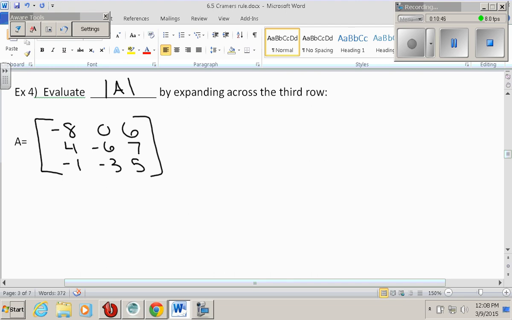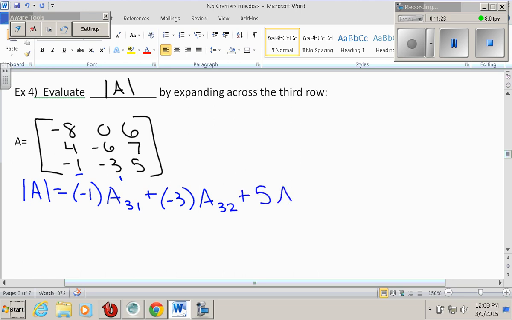And we want to expand across the third row. So when we do this, we're taking those third row values. This might be a little confusing at first, so watch carefully. You're going to take this value here, and then it's your cofactor 3, 1, third row, first column. Plus your second one here, -3, times your cofactor of third row, second column. Plus, you get the hint here, 5 times the cofactor of third row, third column.